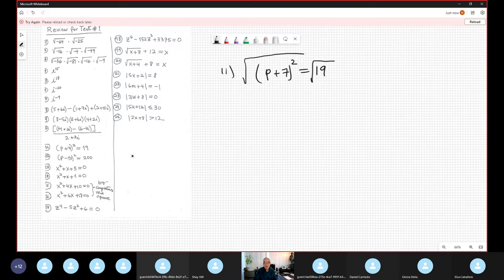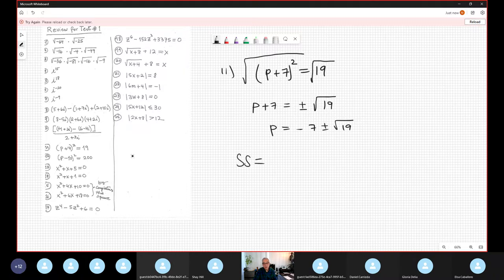I know very well that square root and square cancel each other out. So p plus 7 is equal to plus and minus, don't forget plus and minus, square root of 19. And 19 cannot be simplified because 19 is a prime number. Therefore, p alone is my goal: minus 7 plus or minus square root of 19. And this is the final answer.